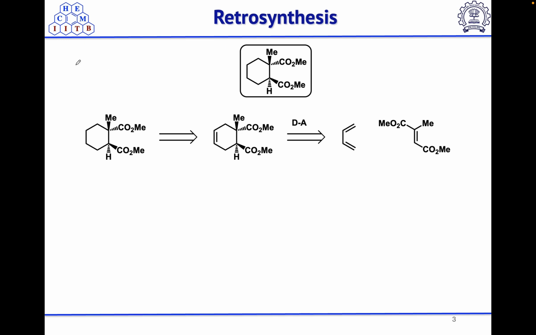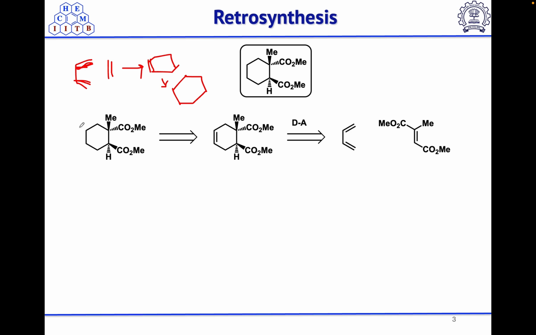So Diels-Alder reaction between diene and dienophile, you will get cyclohexene. And if you reduce the cyclohexene you will get the corresponding cyclohexane, right? Cyclohexane, if you do reduction.